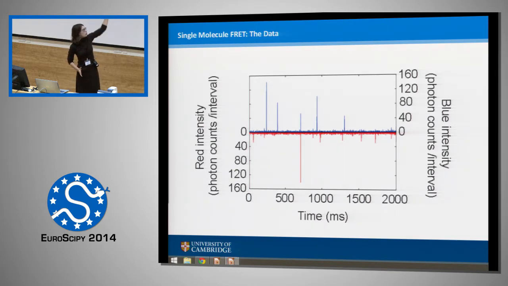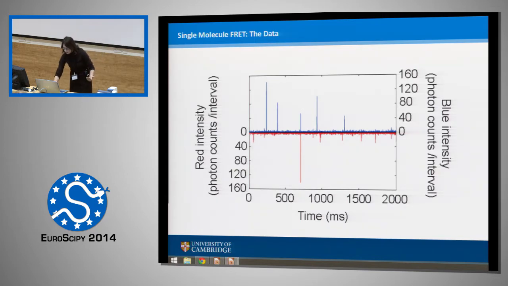You want to take this raw data and select out the events that correspond to molecules diffusing through the confocal volume. You want to get rid of things that are just noise, and then having found these fluorescent events, you want to get rid of any residual noise in those time bins, and then you want to process that data to go from raw photon counts to some molecular distance information. And so that's a data analysis problem.